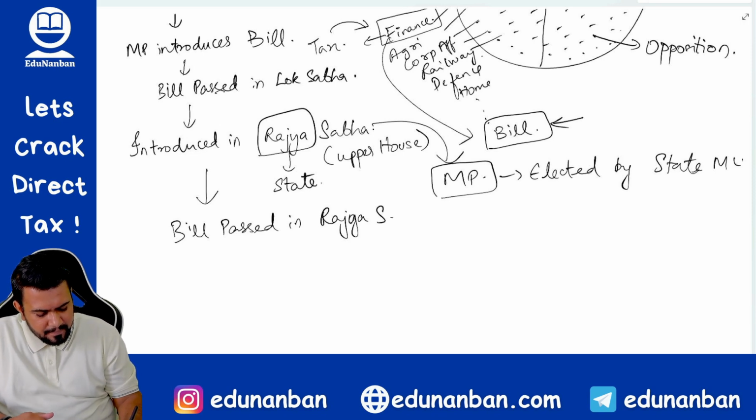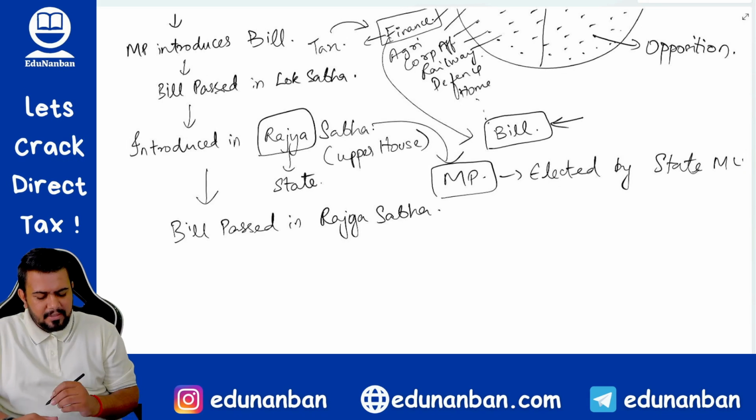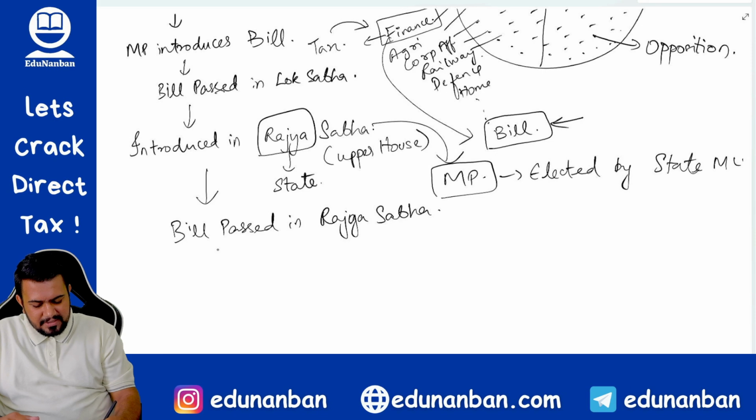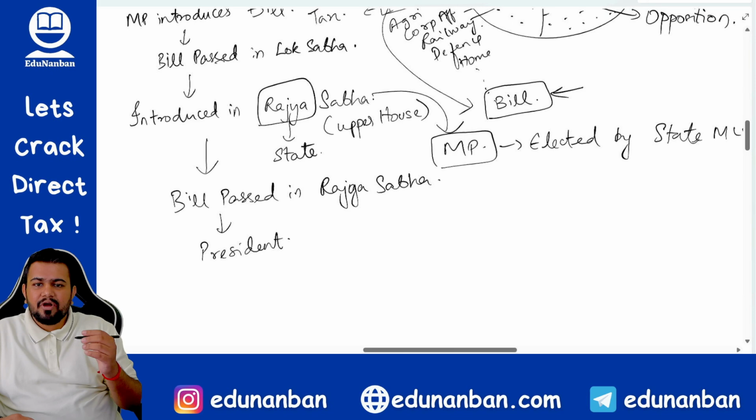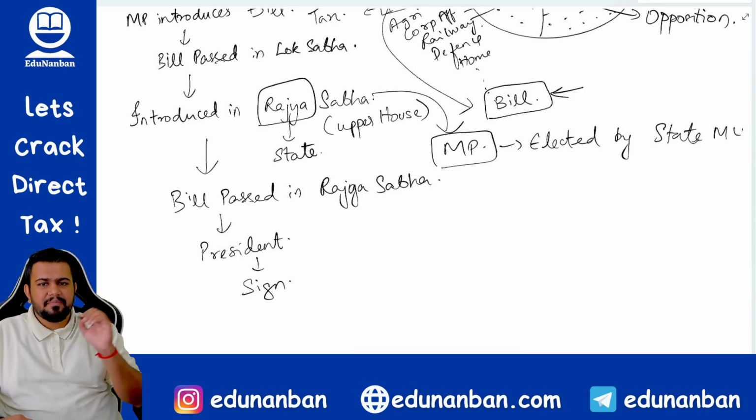So then the bill will be passed in the Rajya Sabha, correct? After passing in the Rajya Sabha, the bill will go to the president. Then what will the president do? The president will sign on that bill.